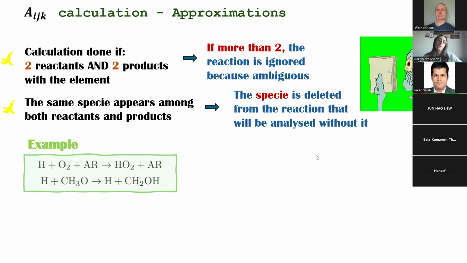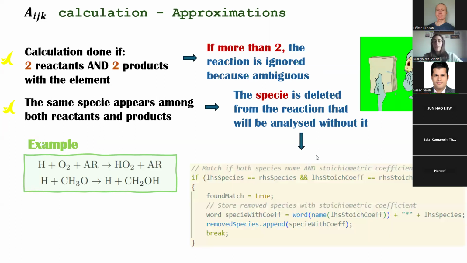So we also need to adjust this issue to take into account the same species in both reactant and product. This is done in this piece of code, where we first check if the species is both in the left-hand side and right-hand side of the reaction, and also if the stoichiometric ratio on both sides is the same, because once again we need to be consistent and ensure the conservation of mass. And then we just remove the species from the equation and continue as before.